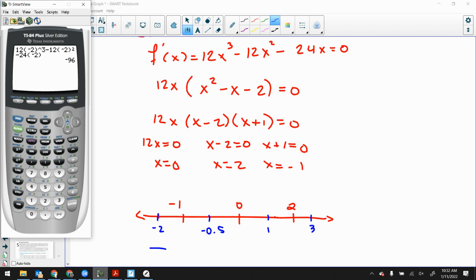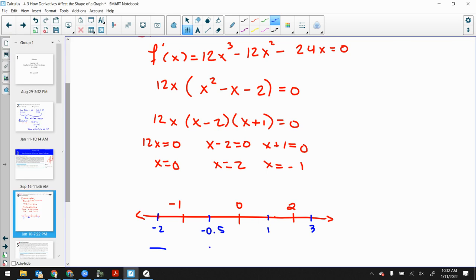Okay, in between negative 1 and 0. Well, in this case, I've got negative 0.5. So 12 times negative 0.5 to the third minus 12 times negative 0.5 squared minus 24 times negative 0.5. Came out positive. I don't care about the fact that it's 7.5. I only care about the fact that it's positive.